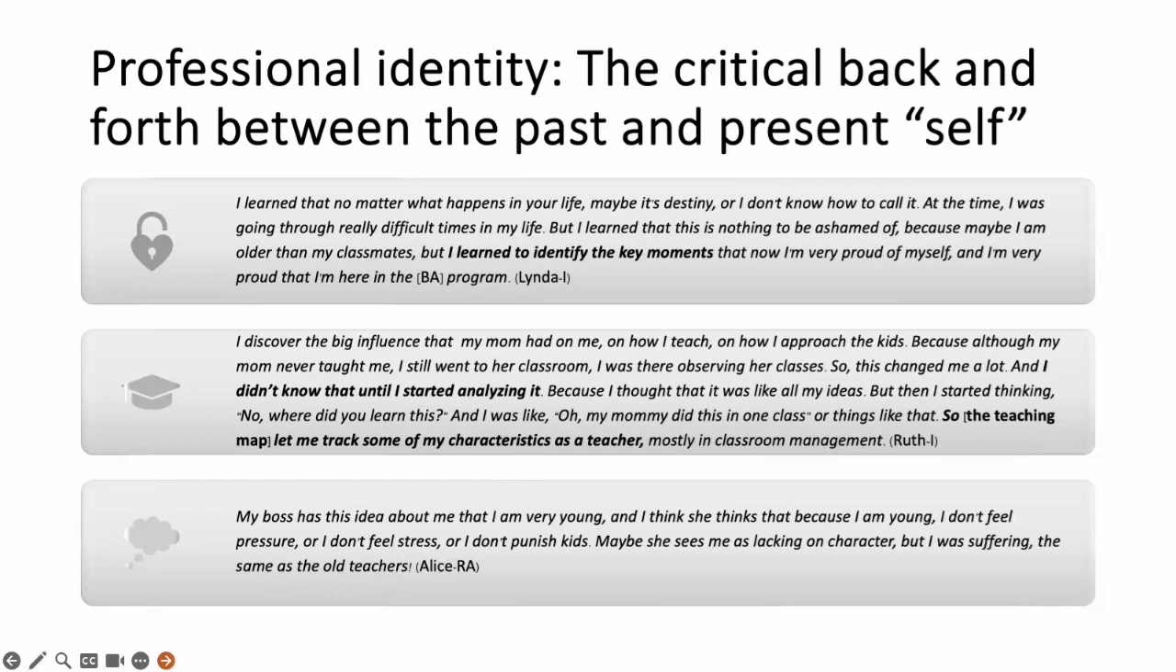Participants were also able to make connections between their current teaching practice and their past, as in the case of Ruth, whose mother was a pivotal, influential figure in the development of her professional identity.